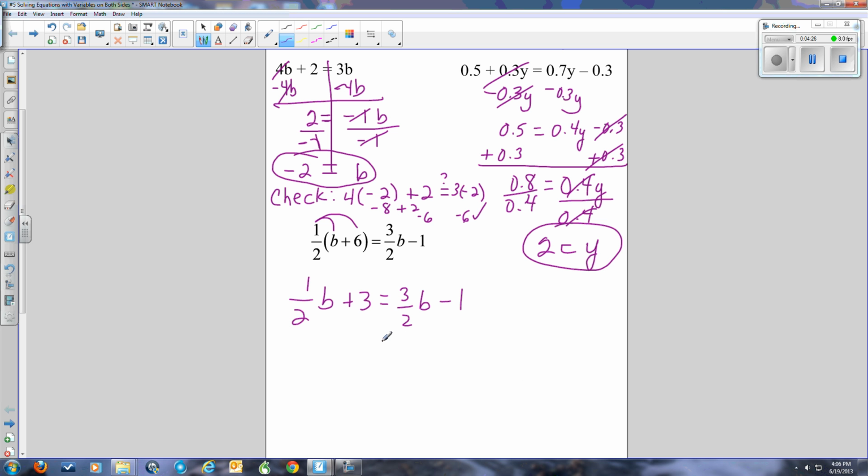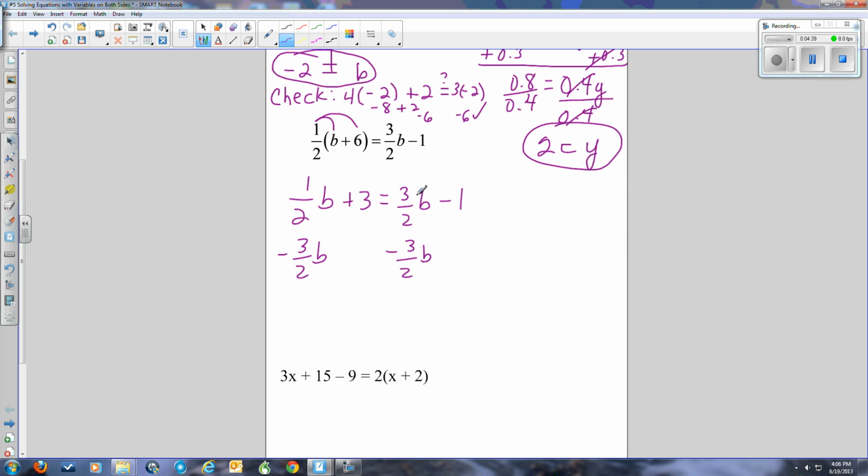Let's say we want to get the b's all on one side, and let's say we want to move the 3/2 b. So that means we're going to have to subtract 3/2 b from each side. It doesn't matter, really, which one you move, just as long as you get them all on one side. The 3/2 b's cancel. And 1/2 minus 3/2 gives you negative 1b.